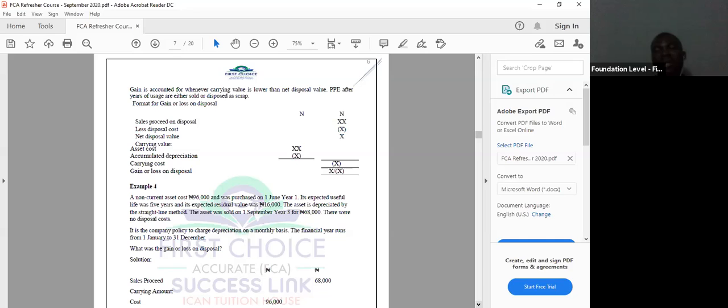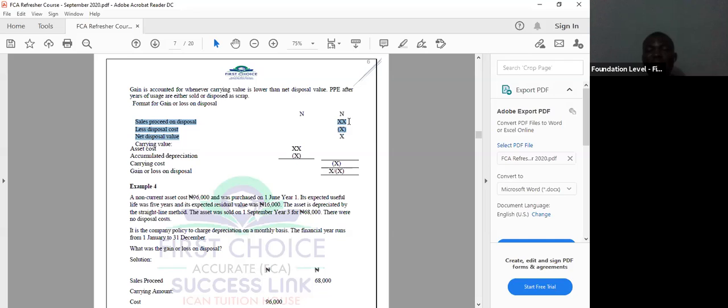And how do we calculate that? In vertical format, the formula says: sales proceeds on disposal, that's the amount that you sold the asset for. Then the next one is less disposal cost. If you incur any cost to dispose of it, probably you have to involve marketers or some professionals to sell it, or you advertise on a particular platform before you can sell the asset, you have to deduct it from the sales proceeds before you can get your net disposal value.